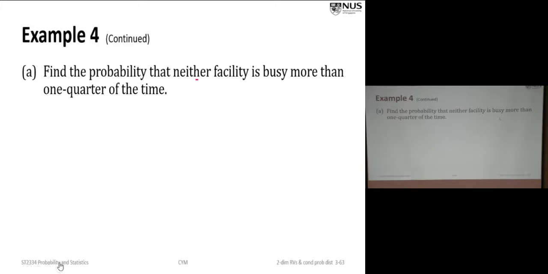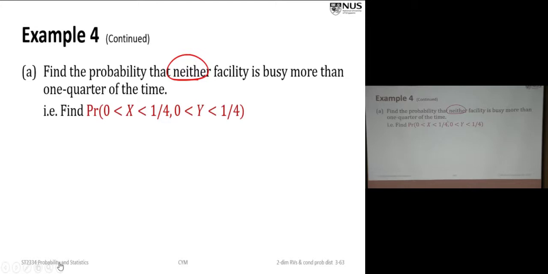Okay, neither. That simply means that we are finding the chance that x is less than 1/4 and at the same time y is less than 1/4. So you must translate the question into a probability statement involving the random variables x and y. It says that neither facility is busy more than 1/4 of the time, so it cannot be more than 1/4 of the time for both facilities. So it's x less than 1/4 and y less than 1/4.